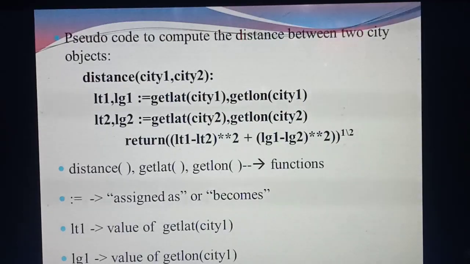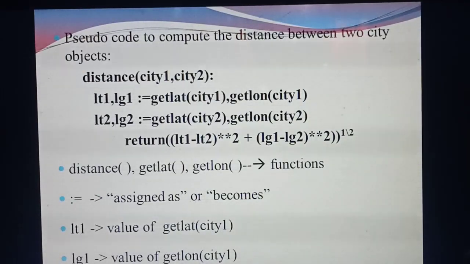So next one is there. Next you are going to calculate the distance between two objects. For that, first you are going to write one function, distance of. Inside the distance of, you are going to create two objects. How many objects? Two objects. What are they? City 1, city 2.